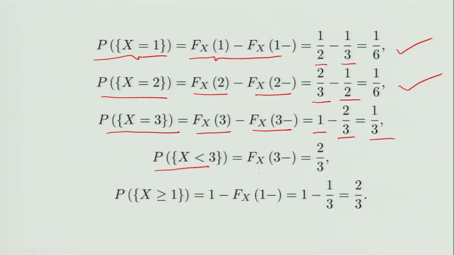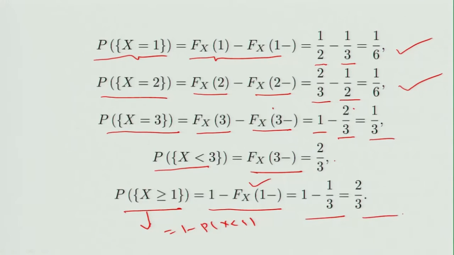Probability X less than 3 is the same as F(3 minus). F(3 minus) we have already seen is 2 by 3, so it is 2 by 3. Probability X greater than or equal to 1 is the same as 1 minus probability X less than 1. But probability X less than 1 is the same as F(1 minus). So this is 1 minus 1 by 3, which turns out to be 2 by 3.